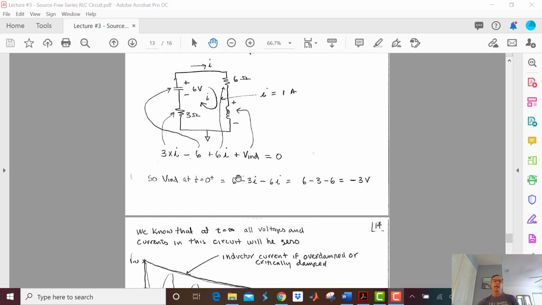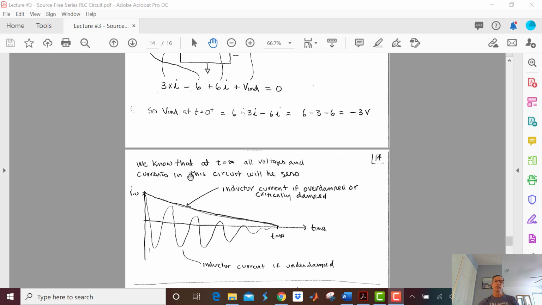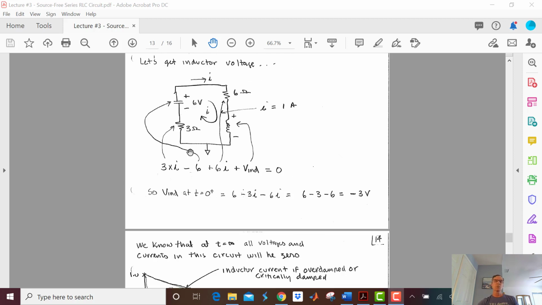And now, just for fun, we know that at t equals infinity, all the voltages and currents in this circuit will be 0. And actually, I take that back. This isn't for fun because we're going to use this information that we're going to get here to check our work at the end. Now, I make the statement here that at t equals infinity, all the voltages and currents are 0. Really? Well, let's make sure. Let's formally do that.